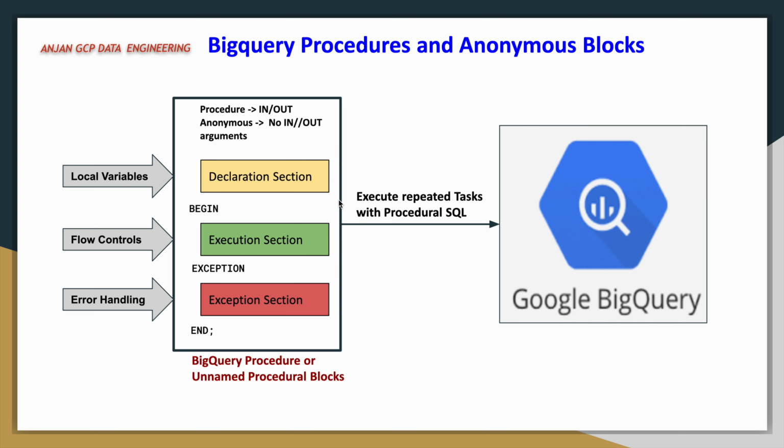Here the typical structure looks like this. It will have a declaration section, then flow control, that is the execution section with some if else or some loops, based on our requirement, and then error handling, that is exception handling. If you have to perform repeated tasks, then you can create stored procedures to execute those tasks. Then we'll quickly move to the demo.